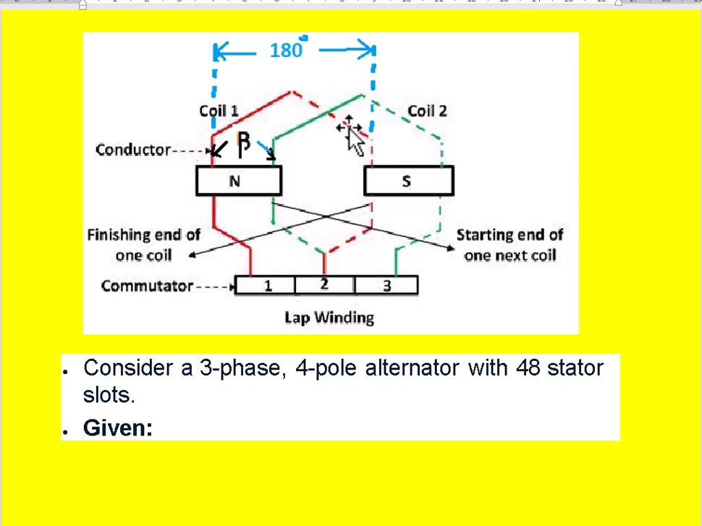So the angle between the first conductor of the first coil, that is coil 1, and the first conductor of coil 2 is represented by beta. It is nothing but the slot angle, the angle between the two slots. This is slot 1, this is slot 2. That is represented by beta. The angle between these two slots is represented by beta. So to calculate this, let me consider a numerical like this.